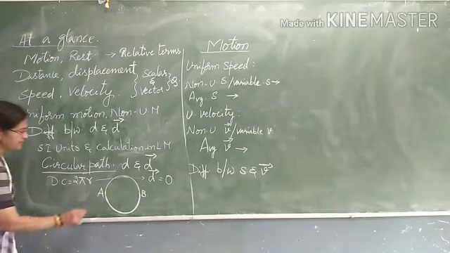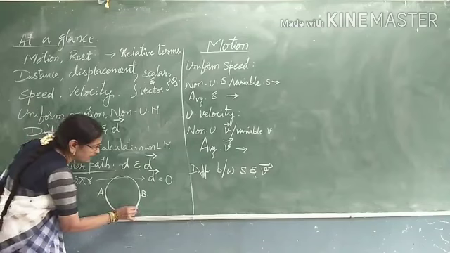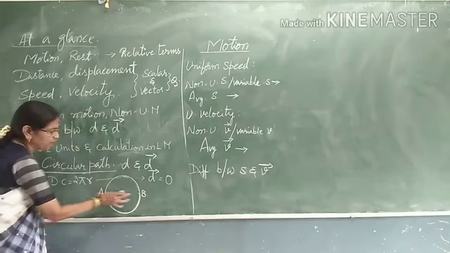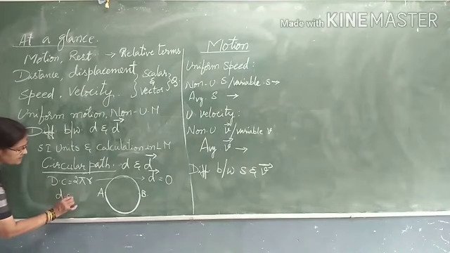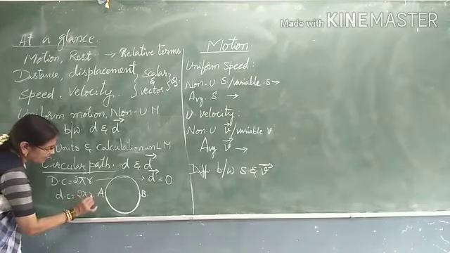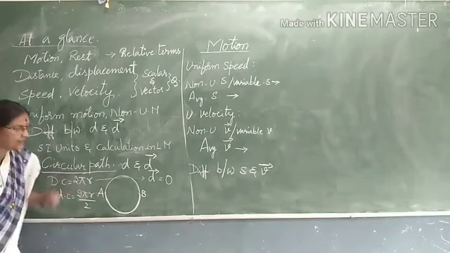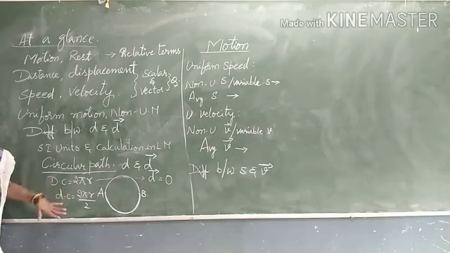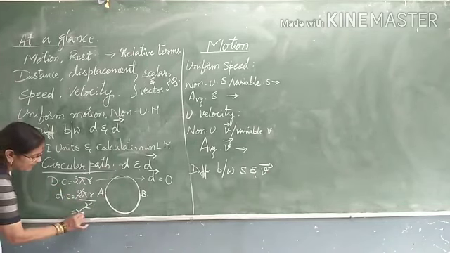Now, if a body is covering a half circle, that is A to B, what is the distance covered? Distance covered is equal to 2 pi r by 2. Why 2 pi r by 2? Only half a circle is covered. So half into 2 pi r. The 2 gets cancelled, so it is equal to pi r.